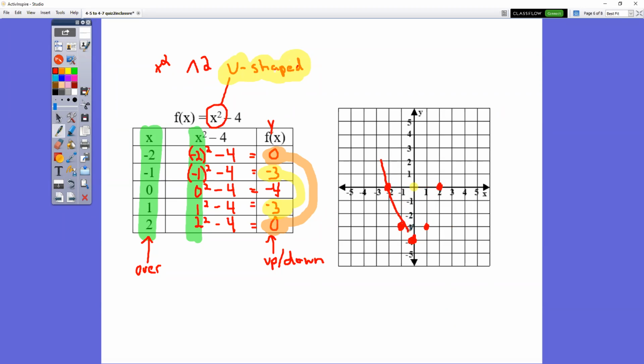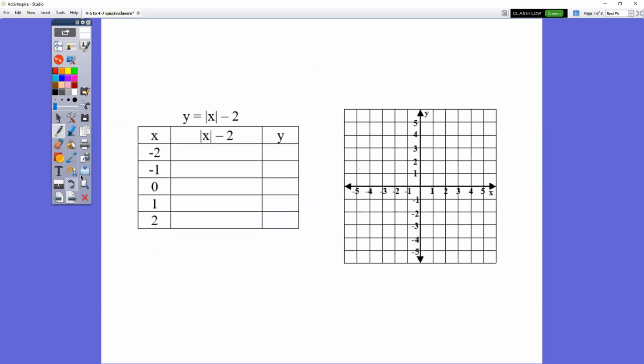So connect your dots, and it forms that U shape. Make sure that you put arrows on the ends of your lines. If you don't put arrows on the ends of your lines, you will lose credit on your quiz. Questions on this one? All right, go ahead and take a look at the next one.